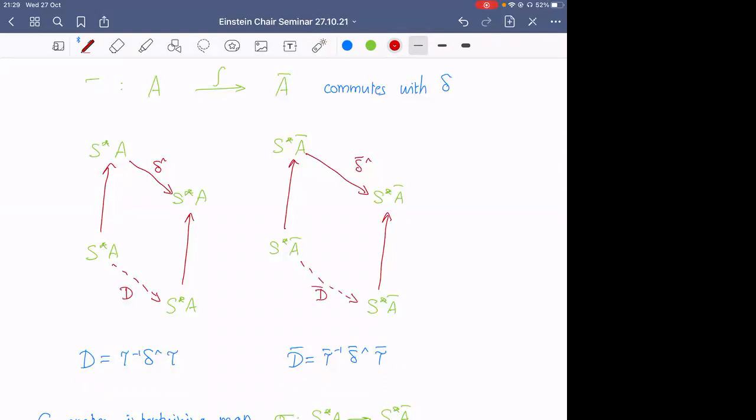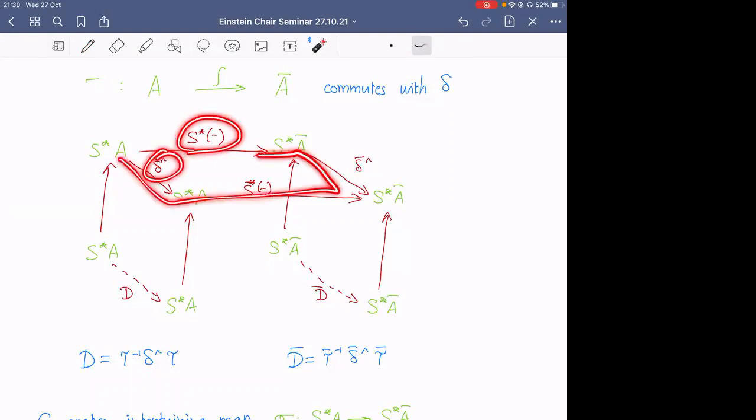Now, the two sides of the picture are related because we have the averaging map. So the averaging map gives, functorially, a map from S star A to S star A bar. And that will also be here. We just said that the integration map is a chain map. In other words, it commutes with delta. And therefore, this commutes with that. So this is the square that we have up here.